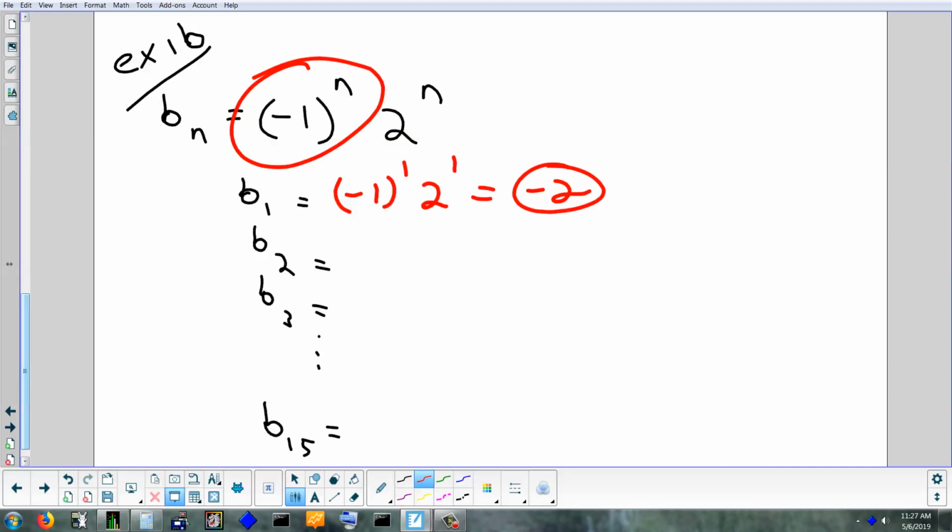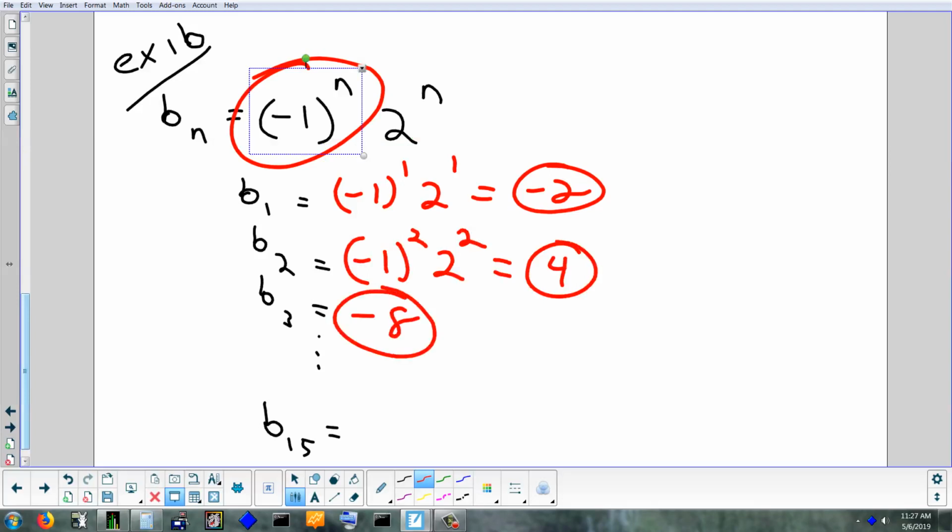Natalie, how about second term? What's negative 1 squared? Positive 1. And 2 squared? And positive 1 times positive 4? 4. So once we see the pattern, we can just kind of keep going. The third one would be negative 8. The fourth one would be 16, negative 32, positive 64, and so on.